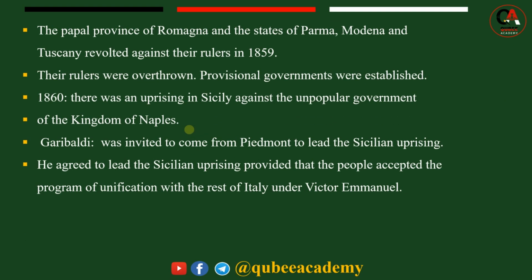And this game of Italy also continued. Now, the Papal province of Romagna, the states of Parma, Modena, and Tuscany revolted against their rulers in 1859. 1859 means the year of revolution in the case of Italy.